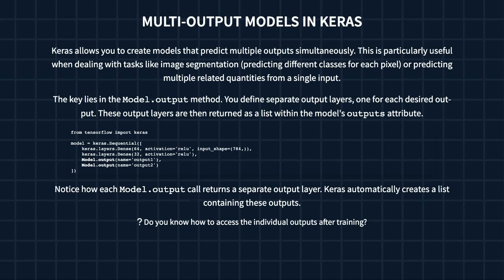Essentially, you define separate output layers for each prediction you want. You use the model output method for each of these, and Keras intelligently bundles them into a list. You can then access those individual outputs after your model is trained. It's a really clean way to handle complex tasks.